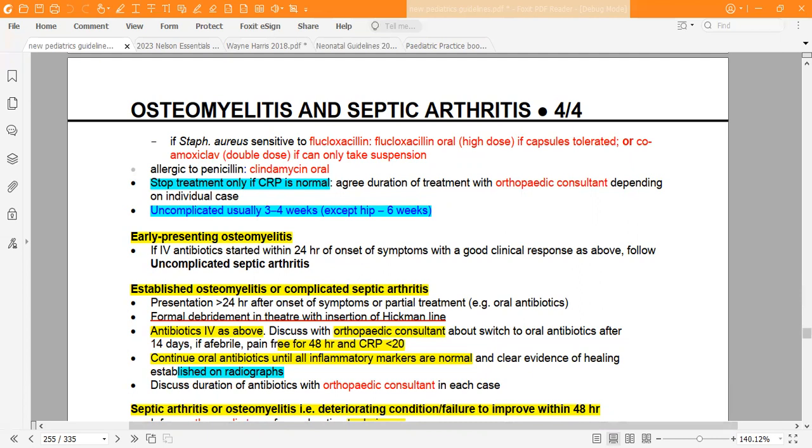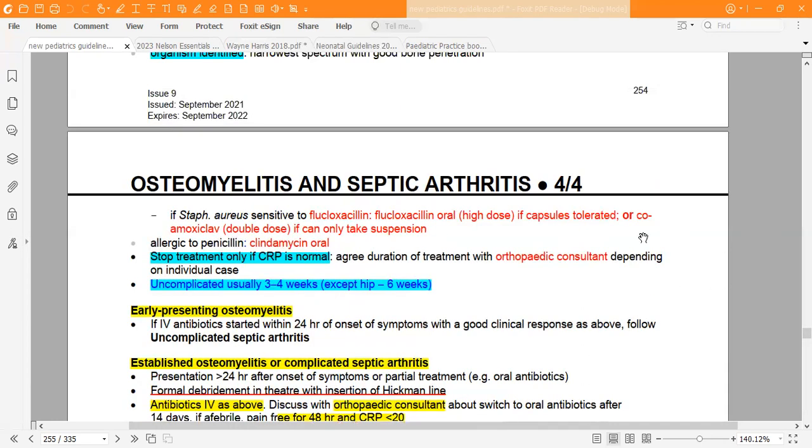Allergic to penicillin, so clindamycin oral. Stop treatment only if CRP is normal. Agree duration of treatment with orthopedic consultant depending on individual case. Uncomplicated usually 3 to 4 weeks, except hip, it's going to be for 6 weeks.